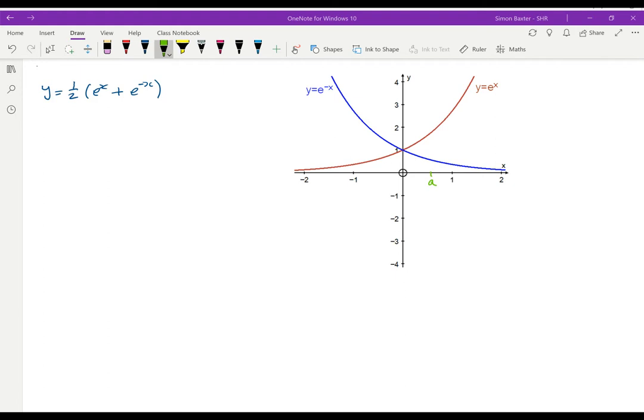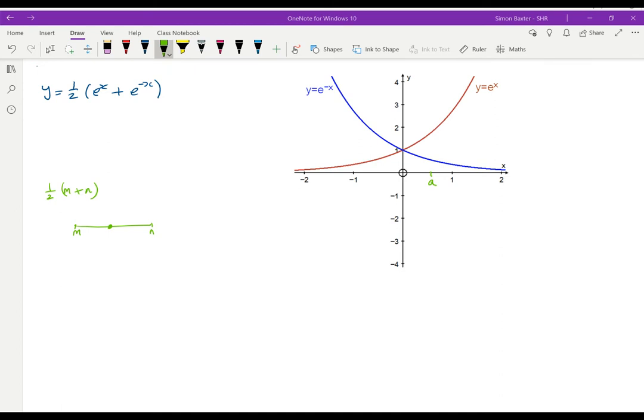Let's suppose I take a half of m plus n. If m and n are 2 points on the number line, then a half of m plus n is bang in the middle. Same idea applies here. If I take x is a, then where it meets, or where we are on the blue graph, is e to the minus a, and where we are on the red graph is e to the a. Half of e to the minus a plus e to the a will be bang in the middle.